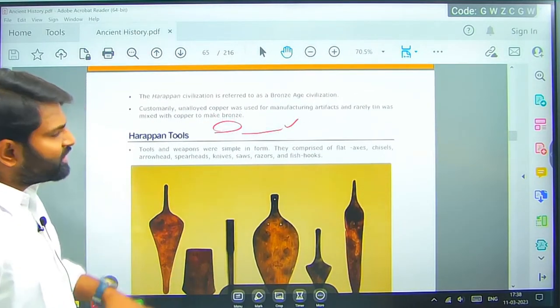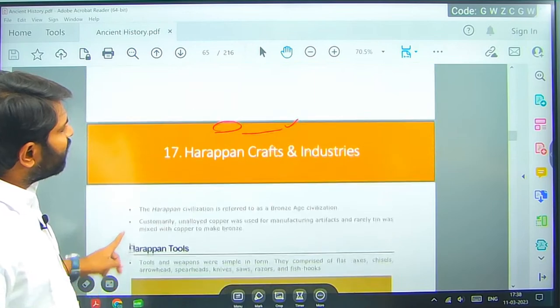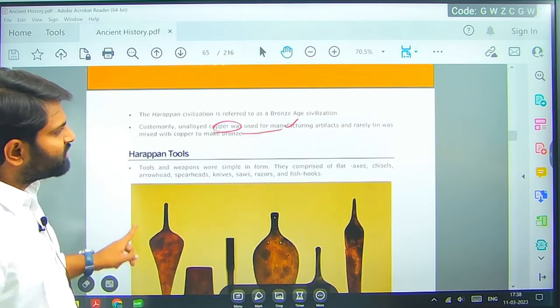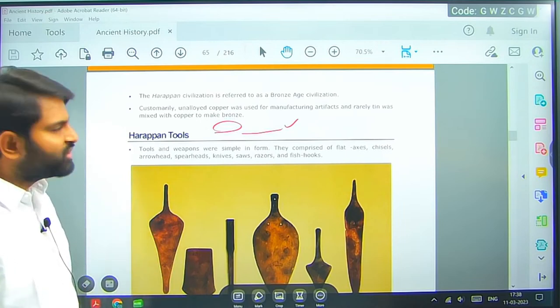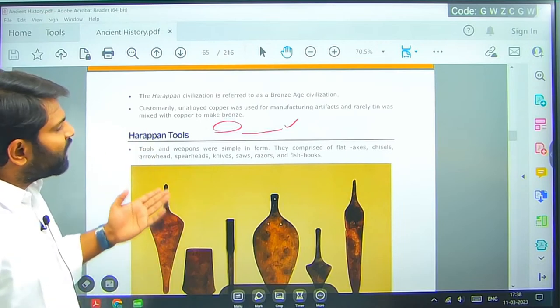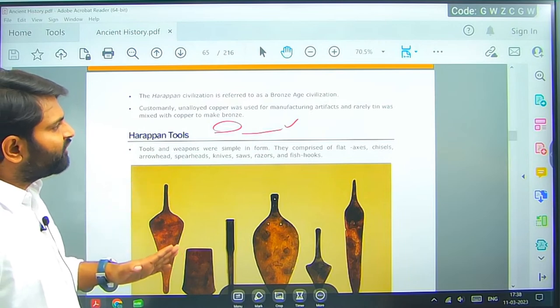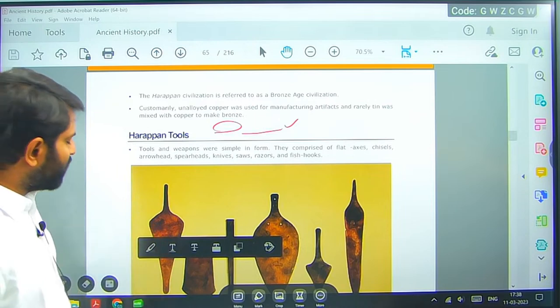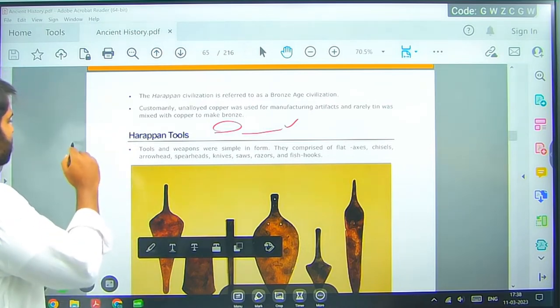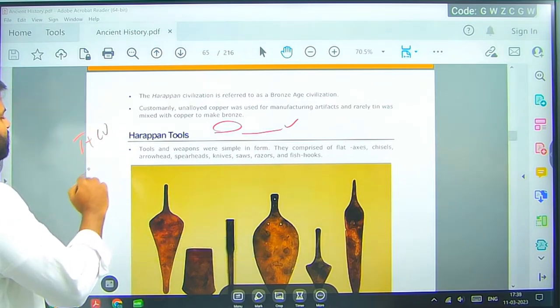So we call this Harappan civilization a bronze civilization, if you understand. Before this, there was the copper civilization, this is the bronze civilization. Customarily unalloyed copper was used for manufacturing artifacts and crafts, and rarely tin was mixed with copper to make bronze. So tin plus copper becomes bronze.